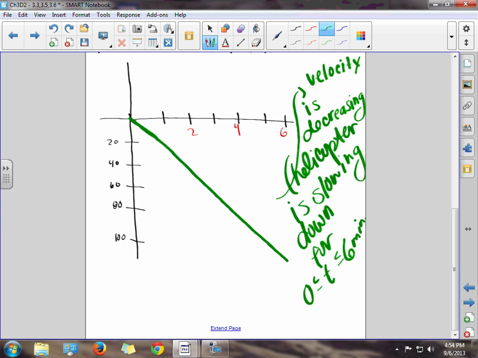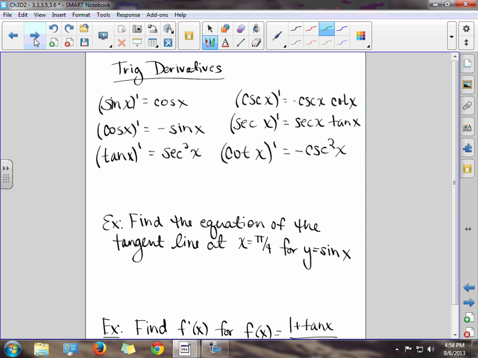Okay, so we've got higher order derivatives, right? Just keep taking derivatives. We got the notation. Understand the relationship between position, velocity, and acceleration. So now let's talk about the last piece that we're going to talk about today, which is trig derivatives. These, unfortunately, are just another group of things that you have to memorize. Got them all written up here for you.